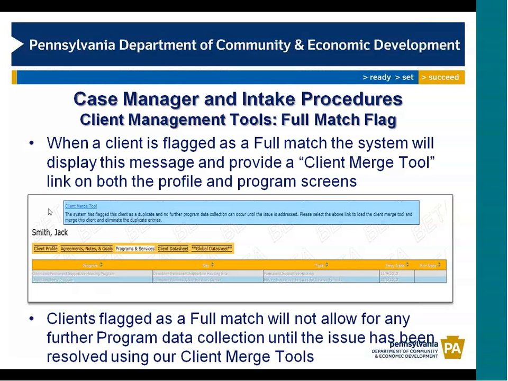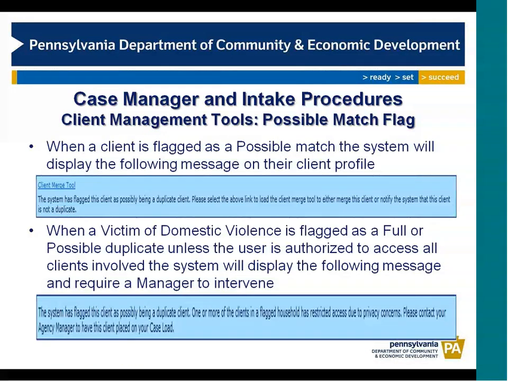Basically, by selecting that tool, it'll take you to a merge screen that allows you to take care of it. We'll talk about that merge process after we're done talking about the possible matches. When a possible match is found, that's when the system sees someone else with a name and either a matching date of birth or gender. It'll flag them as a possible duplicate, and you'll get this message as well with the client merge tool. It allows you to either merge them or unflag them. And since it's just a possible match, we're not sure, so it doesn't inhibit any future data collection.